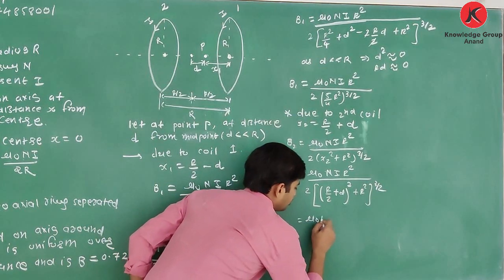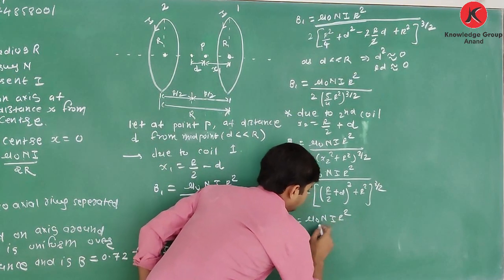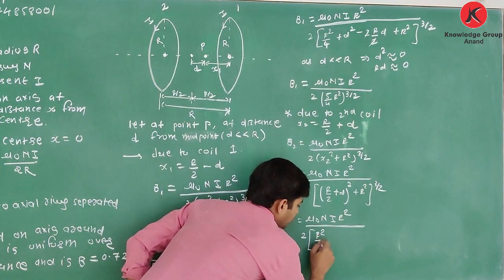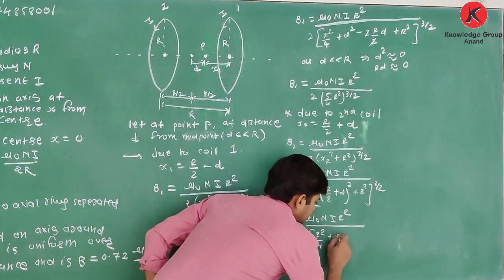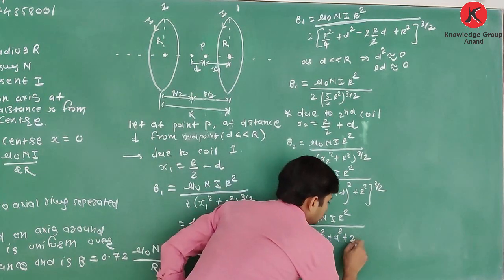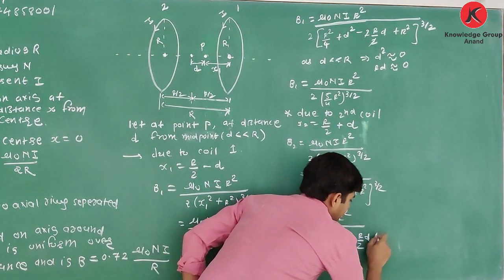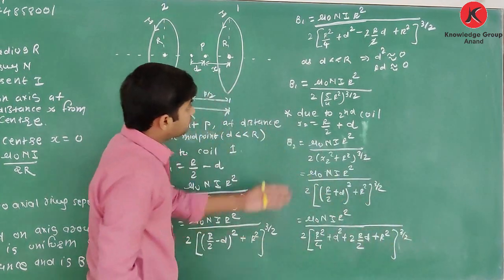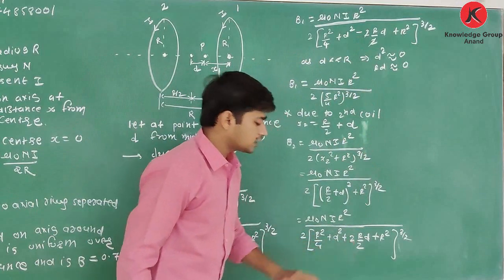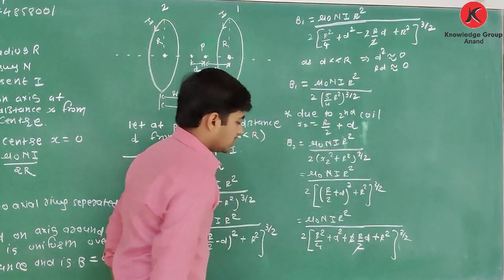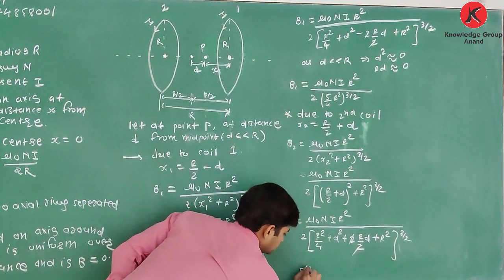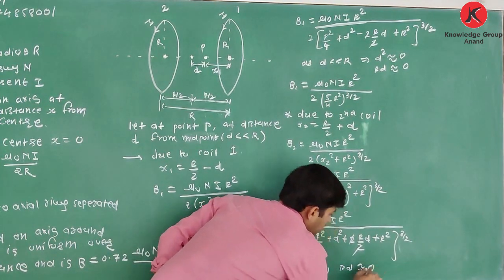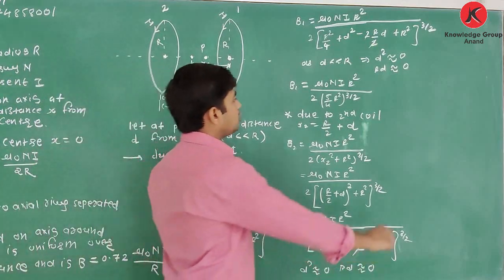B2 is equal to mu 0 N I r square divided by 2 into bracket r square by 4 plus d square plus 2 times r by 2 times d plus r square, whole raised to 3 by 2. Like this, only there is one change. Clear about this? Again, this d square is nearly equal to 0, and this rd is also nearly equal to 0. Then what is the value of B2?